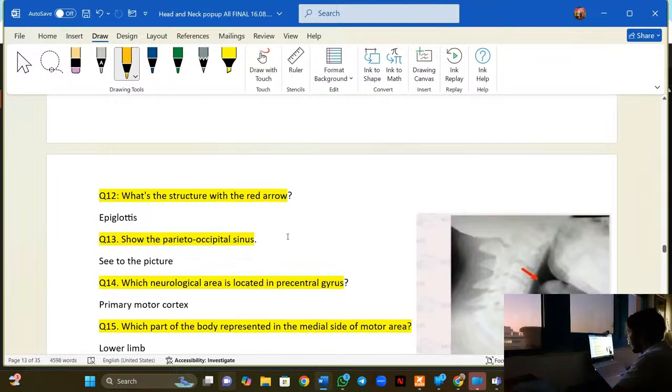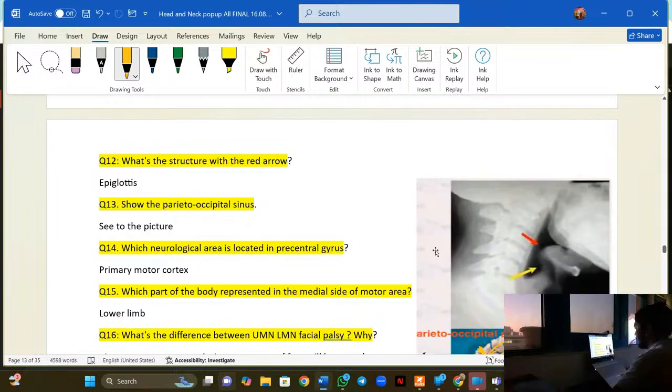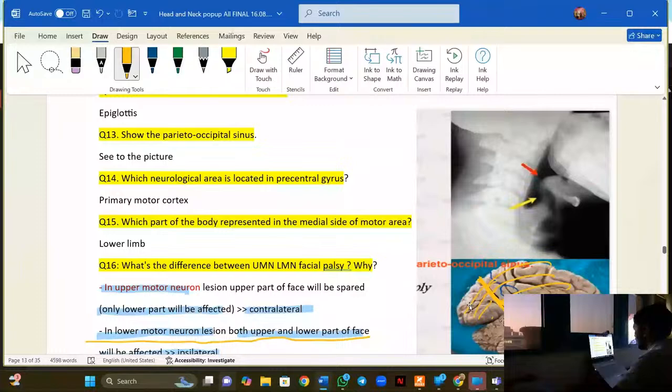What is the structure in the arrow? It is epiglottis. Show the parieto-occipital sinus. This is parieto-occipital sinus. Which neurological area is located in the precentral gyrus? Primary motor area.